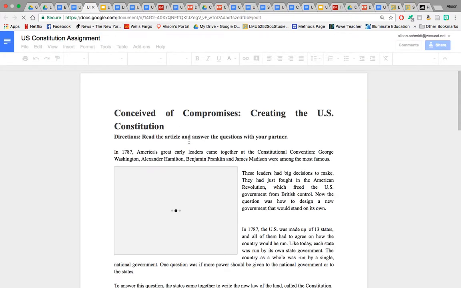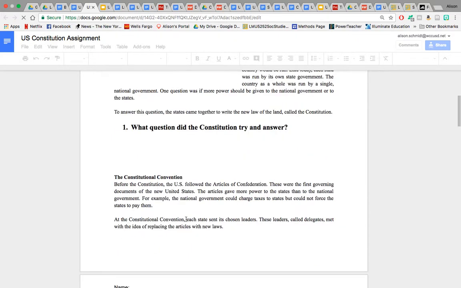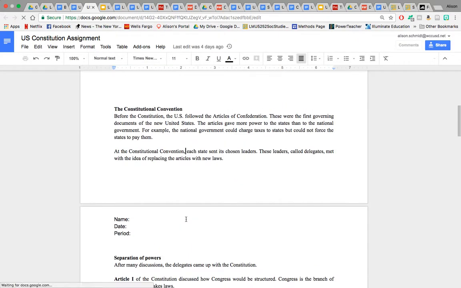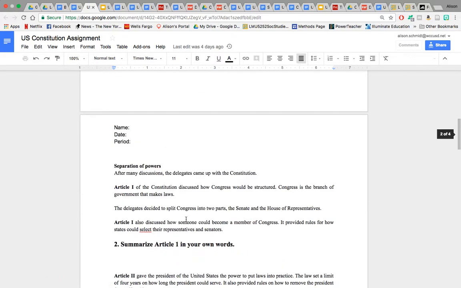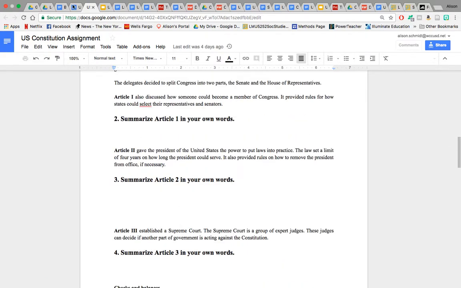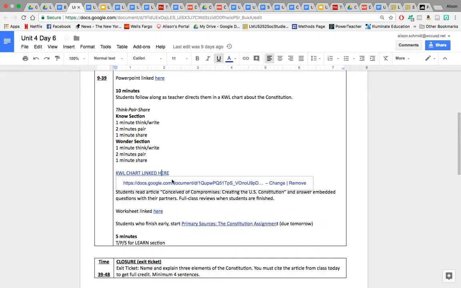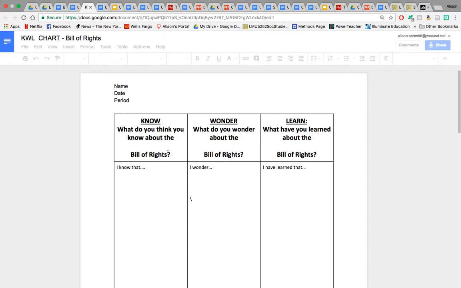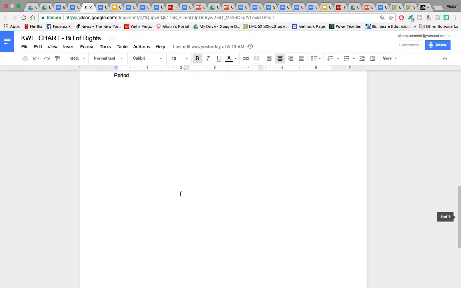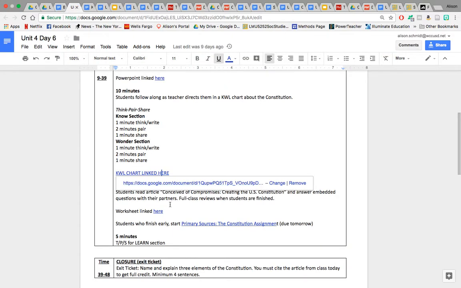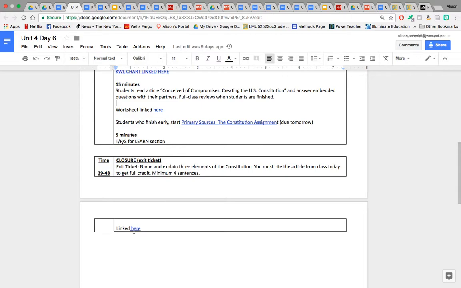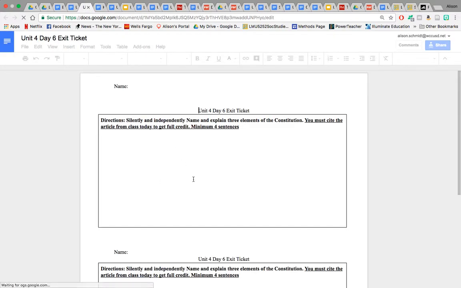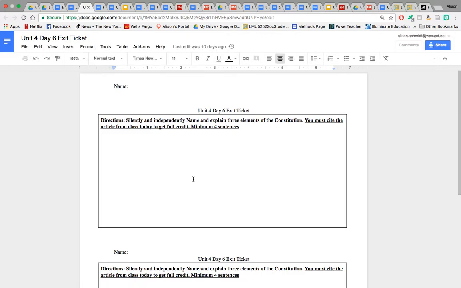They read an article about the U.S. Constitution, answered some questions about it, just to get introduced to it. Nothing too heavy. They're going to summarize some of the articles, the more important ones, and then they finish their KWL chart at the end of the week here. So it looks like this one is the Bill of Rights one. It's supposed to be Constitution, but that's an easy change. And they fill it out here on their tablets, and they save it on their tablets. It's something they keep for themselves. And then here we have the exit ticket, name and explain 3 elements of the Constitution. You must cite evidence. So this was something that the kids are really struggling with.